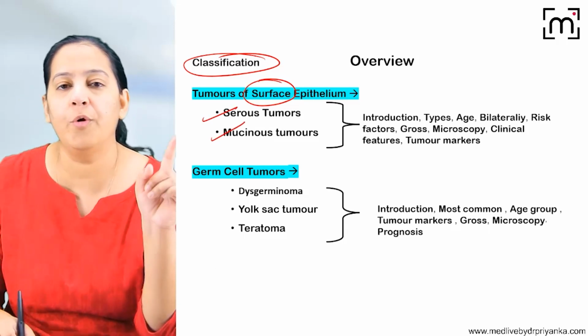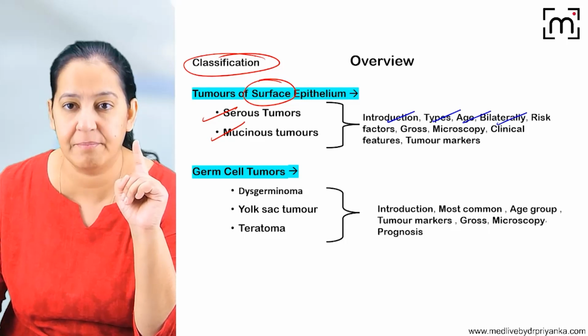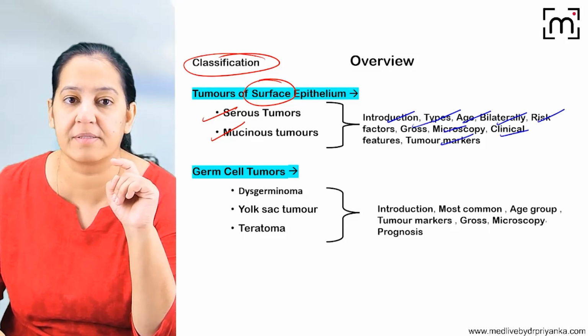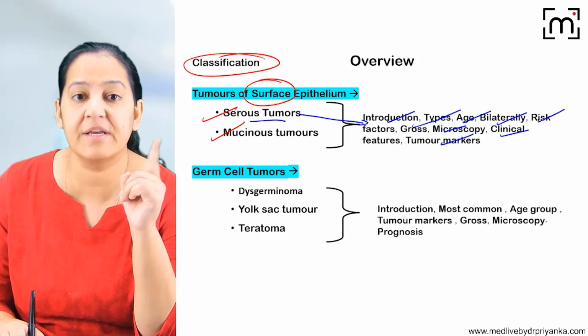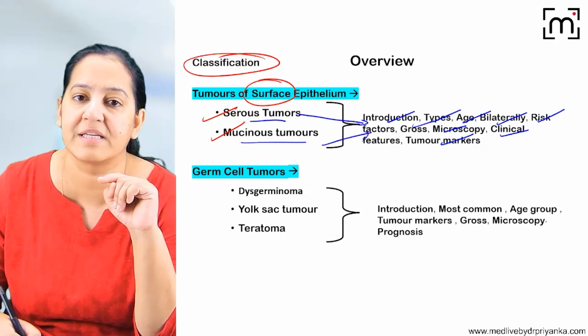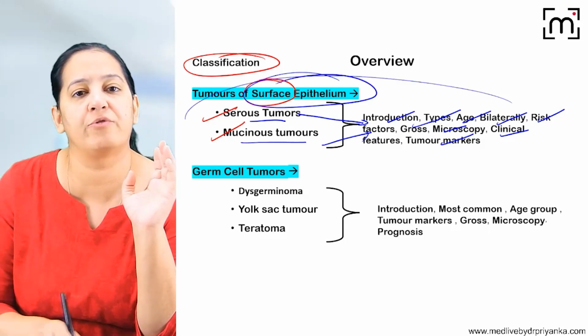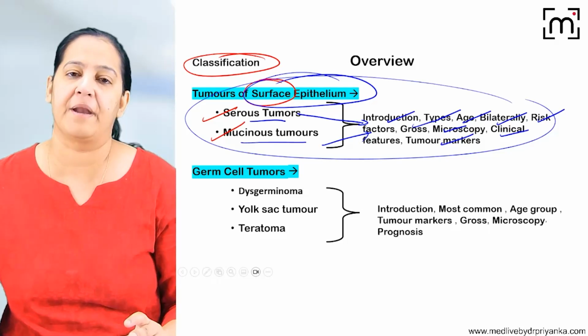I will let you know for each of them the introduction, types, age, bilaterality, risk factors, gross, microscopy, clinical features and tumor markers. So if the question is coming on serous, write down all these things for serous. If the question is coming on mucinous, write down all these things for mucinous. If the question is coming on overall surface epithelial tumors of the ovary, you have to write down both in a comparative manner. We will compare them.